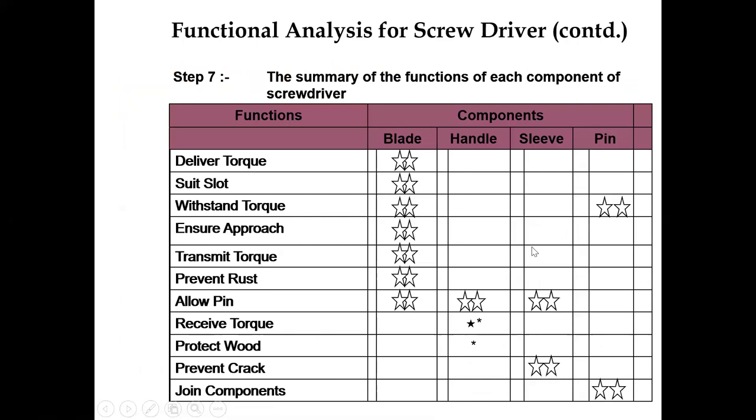And the next step, how you can take it further, is you need to group the functions with respect to the component parts. As I said, we have four parts in a screwdriver. Against those four parts, we have different functions. We need to group which functions belong to which parts. So the blade has functions like delivering torque, providing slot, withstanding torque, ensuring the approach, transmitting torque, preventing crack, allowing pin. Similarly, the handle has different functions, the sleeve has different functions, and the pin has different functions. So you need to summarize at a micro level which function belongs to which part. And then you have to go for a FAST diagram.